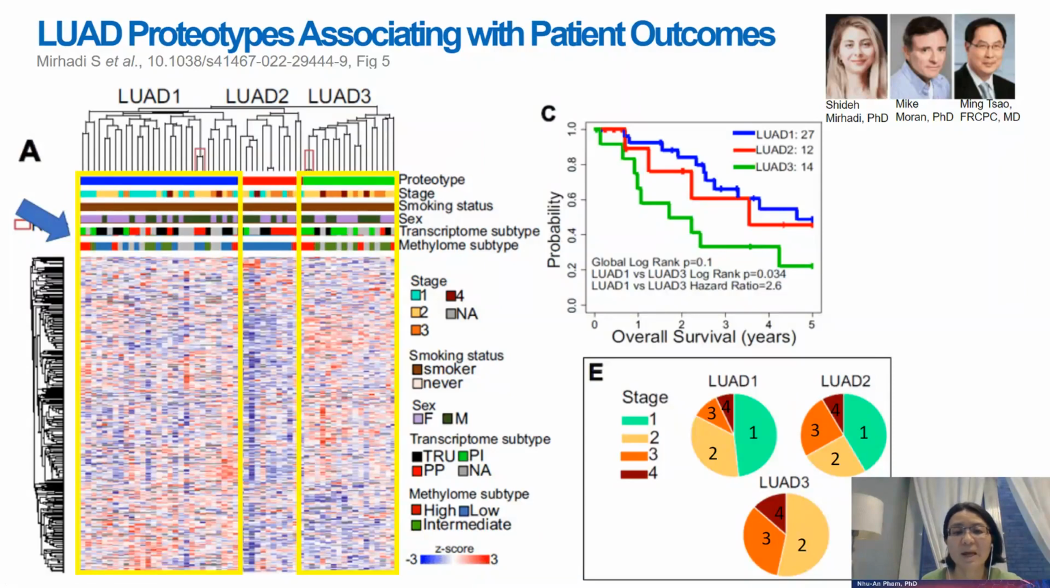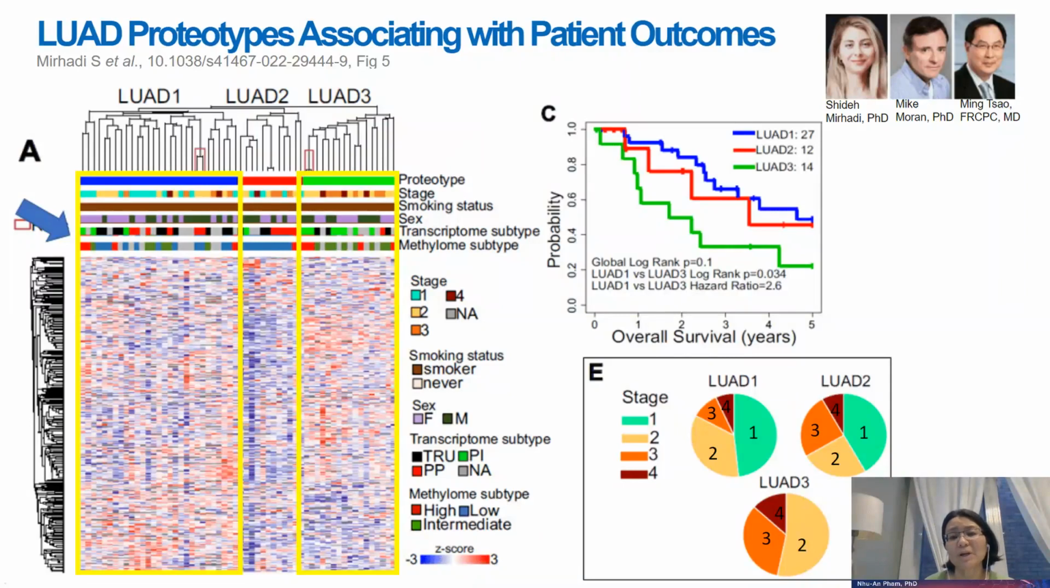As we can see here in panel A, the proteotypes are identified by the groups shown in blue, the lung adenocarcinoma group 1, 2, and 3. And as you go down the rows here, we have stage being identified, various clinical features, and also the transcriptomic classical subtypes and the methylome subtypes. And we can see that the proteotypes actually identify a totally different grouping of tumors that are different from transcriptome predictions and methylome predictions.